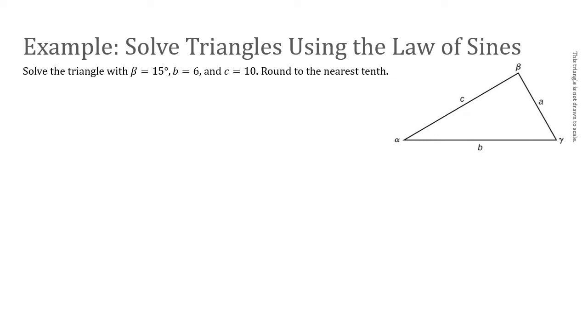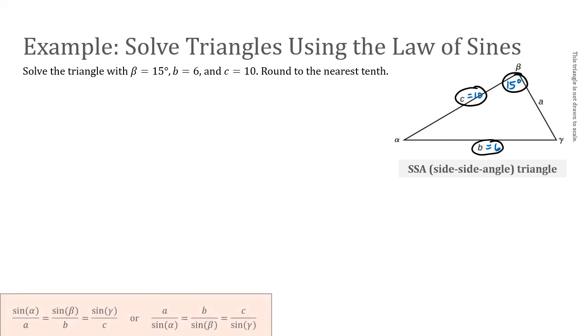In this example, we're being asked to solve a triangle where beta is equal to 15 degrees. The side across from beta, B, is equal to 6, and side C is equal to 10. And when we solve, we're asked to round to the nearest tenth. In this situation, we are being given a side and another side and an angle. And we know that that's called a side-side angle triangle, and we know that we can solve that using the law of sines.